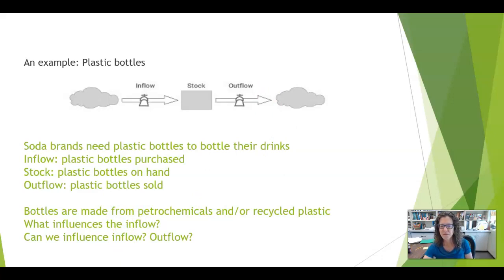If we try to think of the feedback loops in this system, what influences the inflow? What influences outflow? What can we do to shape inflow and outflow? And so first we have to think about the feedback loops at play that shape the inflow to this organization. What happens in this gray cloud?